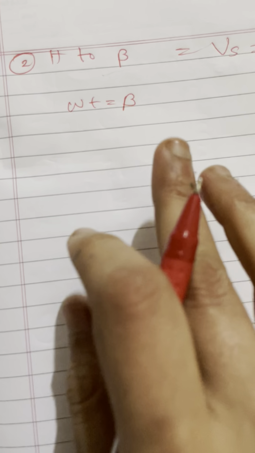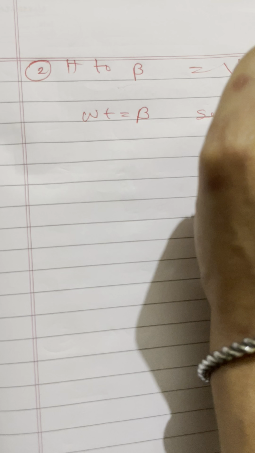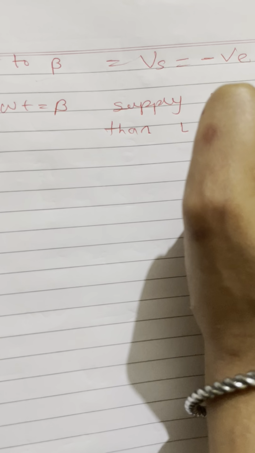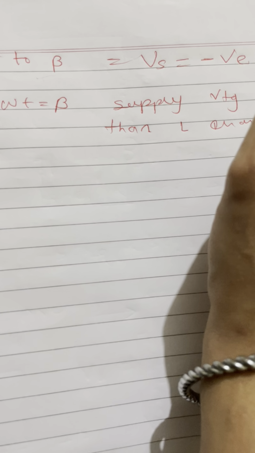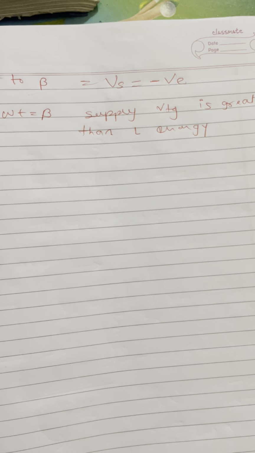Then after that, when omega t is equal to beta, the supply voltage becomes greater than the inductor energy. The supply voltage is greater than the inductor energy.